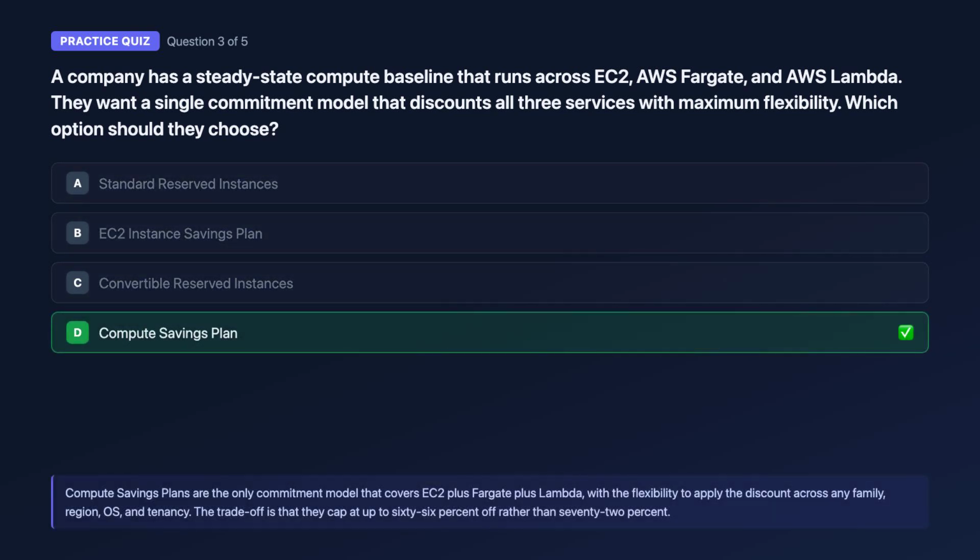The answer is D, compute savings plan. The mention of Fargate and Lambda alongside EC2 is the giveaway. Compute savings plans are the only commitment model that covers serverless. RIs and EC2 instance savings plans are EC2 only. The trade-off is that compute caps at up to 66% rather than 72%. That's the price of the broader coverage.